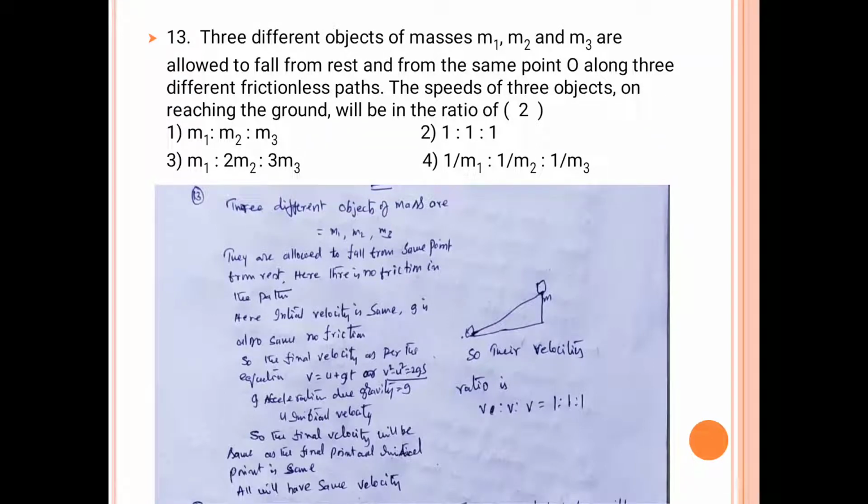Then automatically you will get the final velocity the same. So that's why the ratio of the three objects m1, m2, m3 will be 1:1:1. That means the final velocity, if any object is under acceleration due to gravity and the initial velocity is the same, then the final velocity will be the same, because it will not depend upon the mass of the body. That's why the final velocities are the same, so we will get 1:1:1.